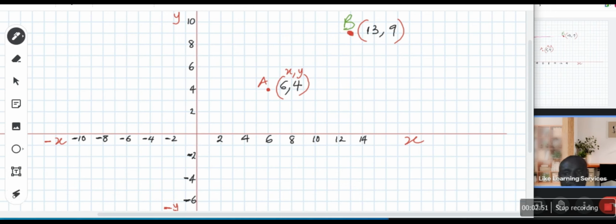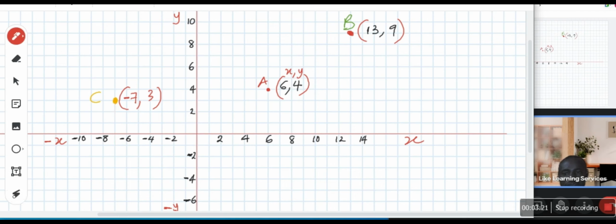Okay, give me the coordinate of this point. I'm going to call it C. Minus 7, comma 3. It's minus 7 on x, that's here, and 3 on y.